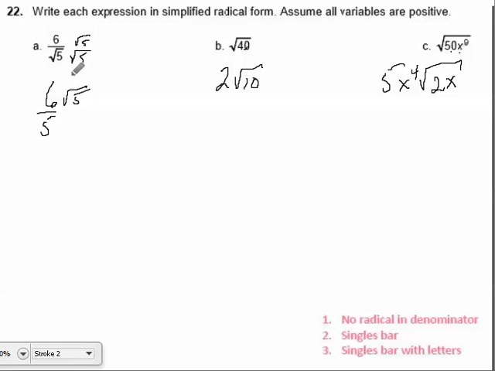Remember, can't leave a radical in the denominator. Okay? You've got to make certain you get everything that is a factor, that is a square root, out from underneath the square root symbol.